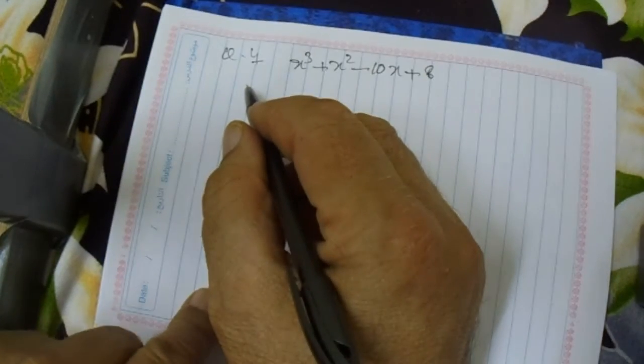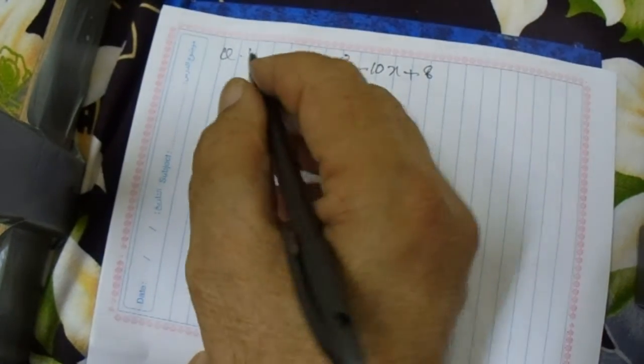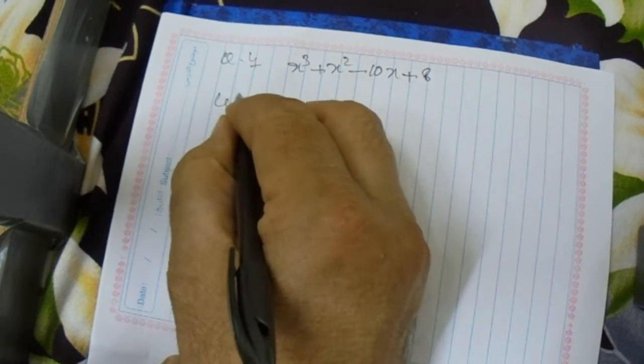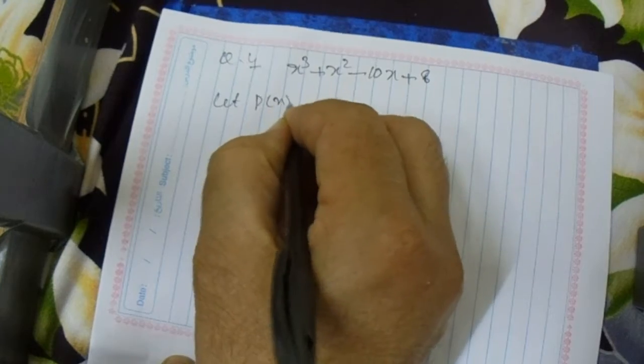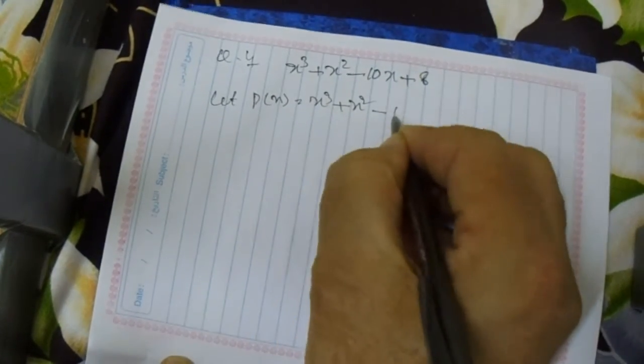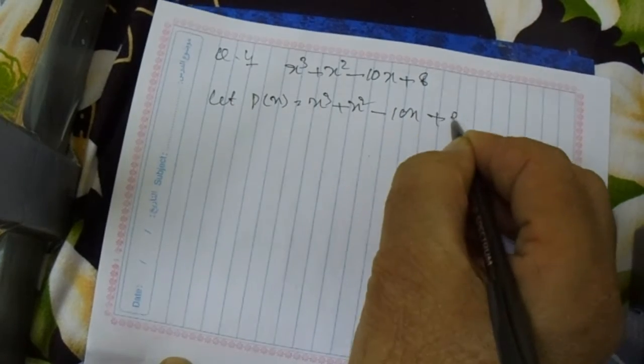Now this is question number 4 of exercise 5.4. Same procedure, same steps. Let P(x) = x³ + x² − 10x + 8.